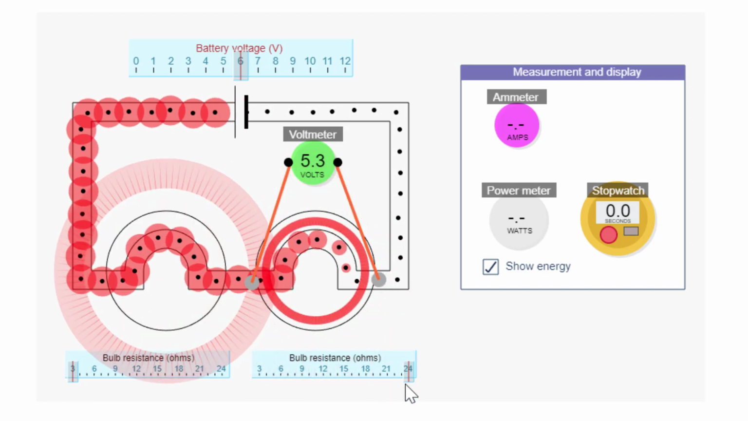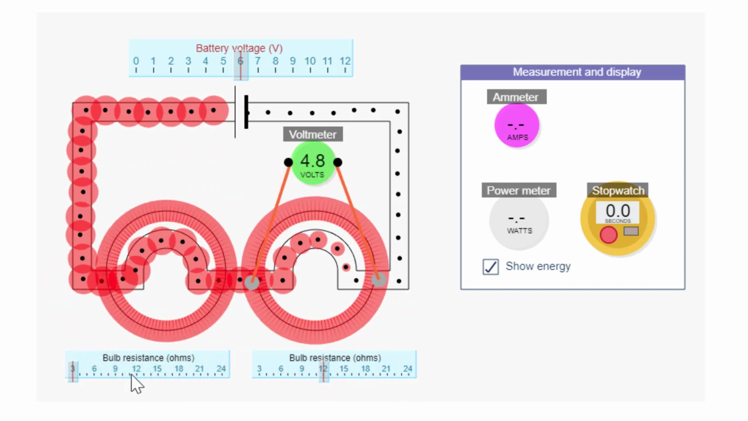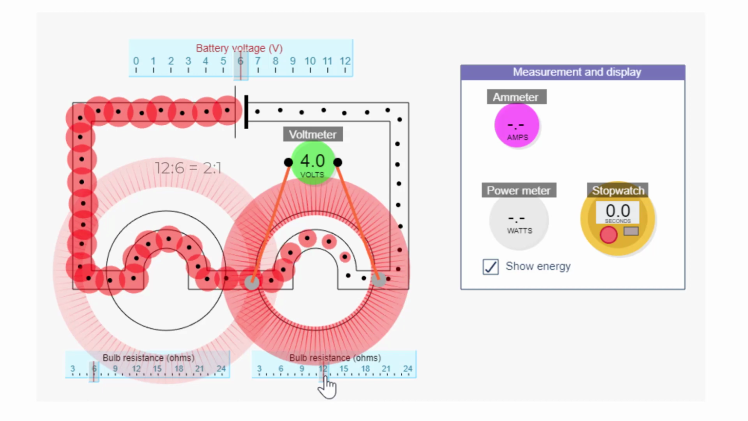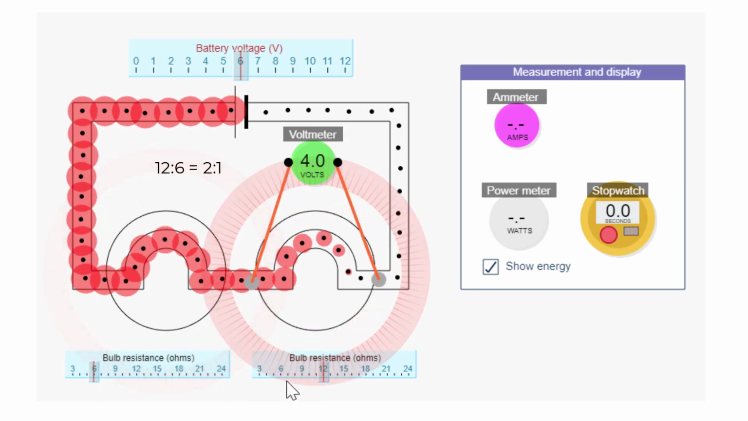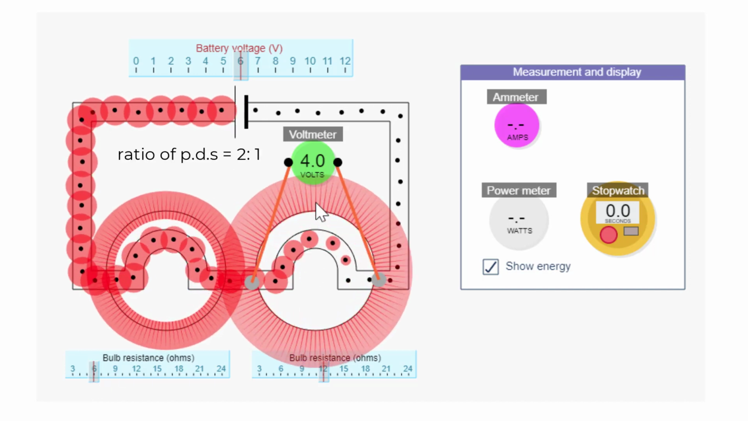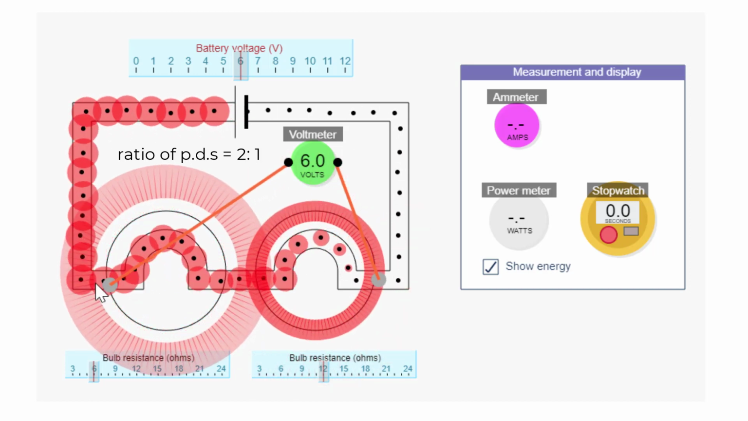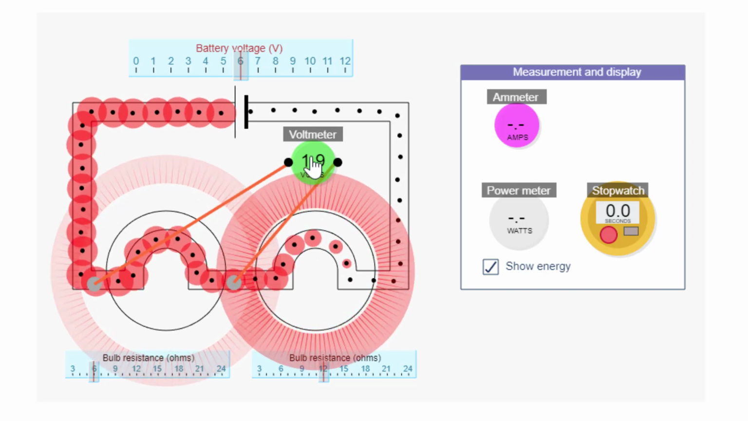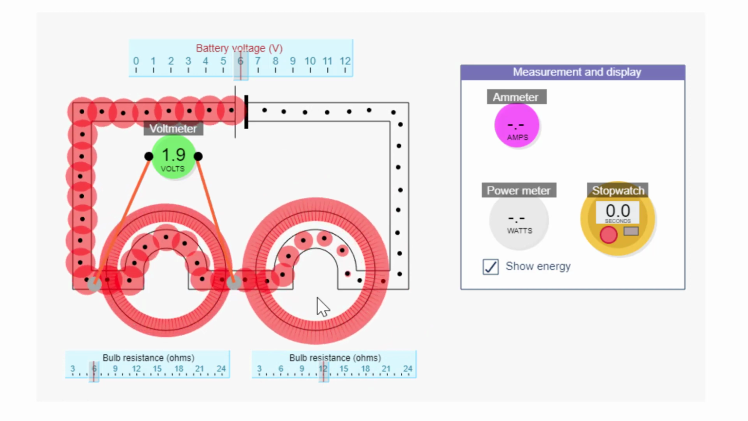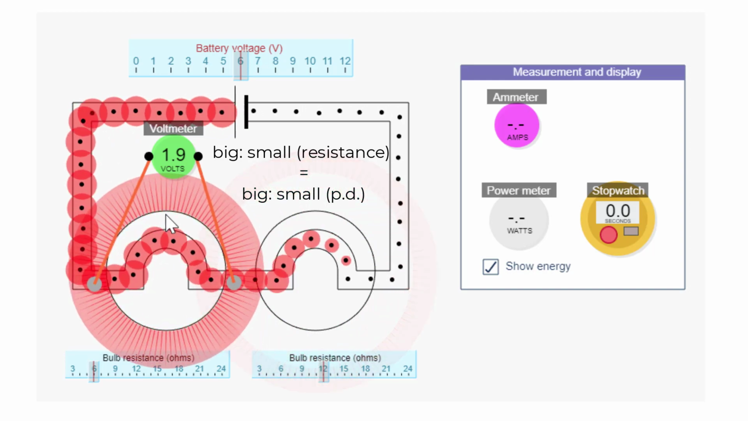So if I make the resistance of this bulb 12 ohms, like this, and I make this resistance 6 ohms, then the ratio of the resistances is 12 to 6, which is 2 to 1. So the ratio of the voltages, the ratio of the PD, should be 2 to 1 as well. So here we have 4 volts across this bulb and 1.9 or 2 volts near enough across this bulb. So you get big to small resistance is the same as big to small PD.